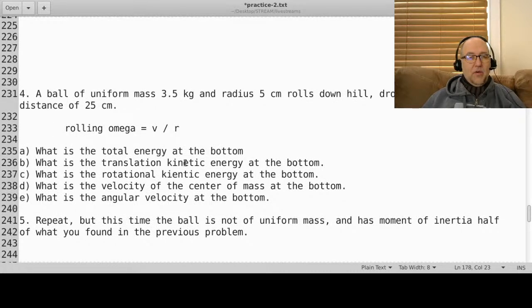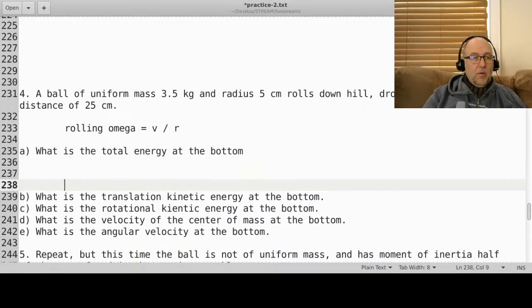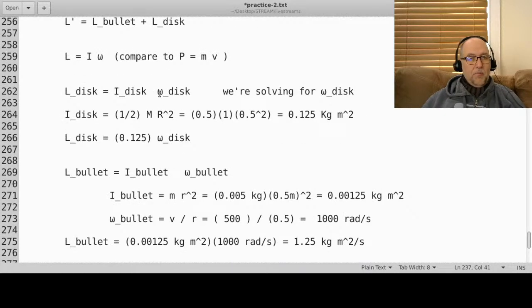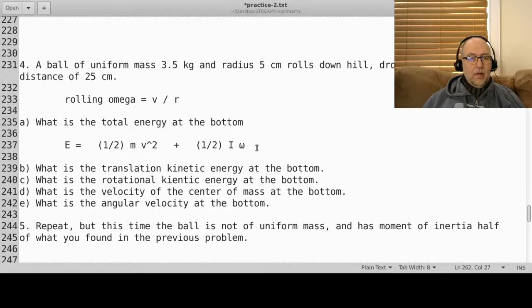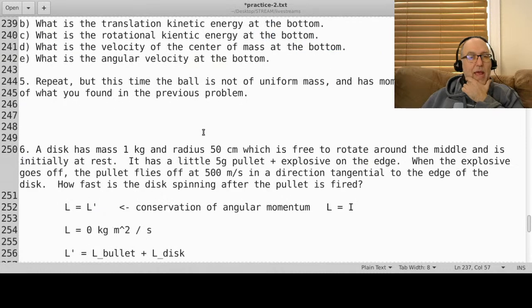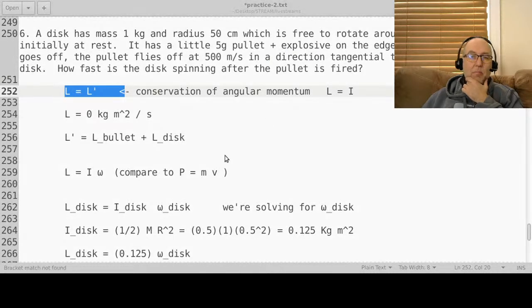Those are problems where your kinetic energy is calculated using 1/2 mv squared, that's the translational part, plus 1/2 I omega squared. And also omega is equal to v over r for a situation with rolling. Again, we didn't do this, but we've done them before. And then, of course, you need to know how to do angular momentum problems.